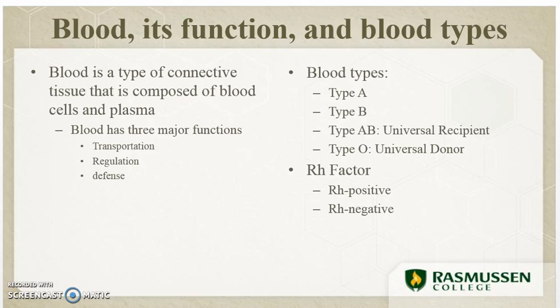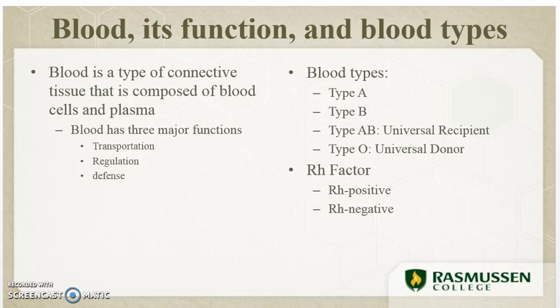Type O has neither A nor B antigens on the red blood cells, but has both anti-A and anti-B antibodies in the plasma. They are considered the universal donor because their blood can be administered to most people regardless of the recipient's blood type. One other piece that we need to focus on is the Rh factor.